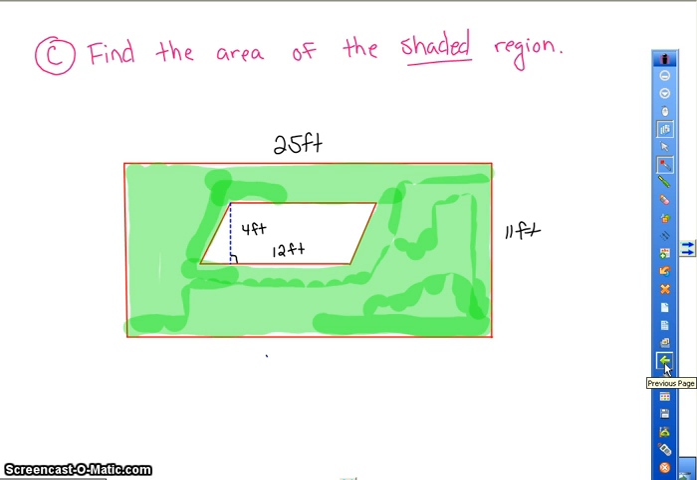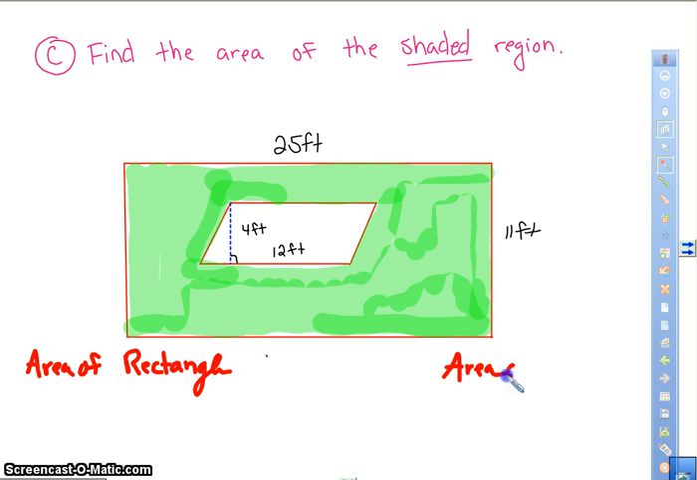Now we're going to find the area of the shaded region. When you're doing this, I want just the area of the green part. So I have this big rectangle here, and inside that rectangle is a parallelogram. So if I find the area of the big rectangle, what I need to do is take out the area of the parallelogram to find the area of the shaded part. Okay, so I'm going to find the area of the rectangle. And then I also need to find the area of the parallelogram.